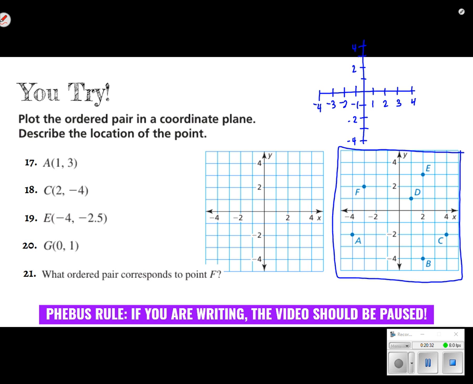All right, you're back. 1, 3 is right here. That's A. 2, -4 is down here. That's C. -4, -2.5, that's about right there. There's E. And 0, 1 is right there. That's G. The ordered pair F, which is this one right here, is at -3, 2.